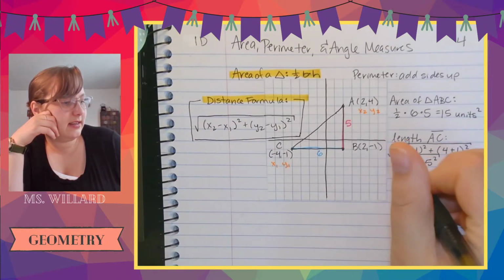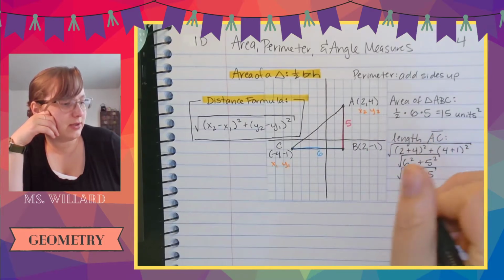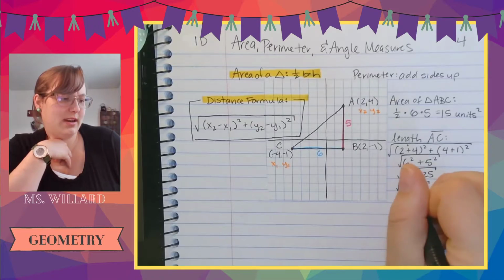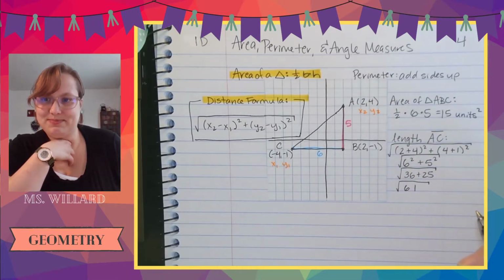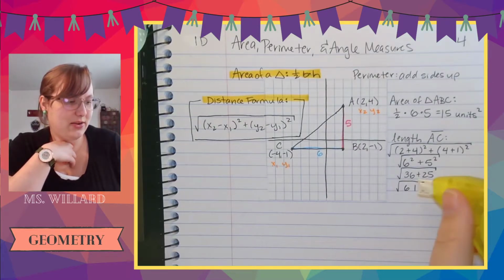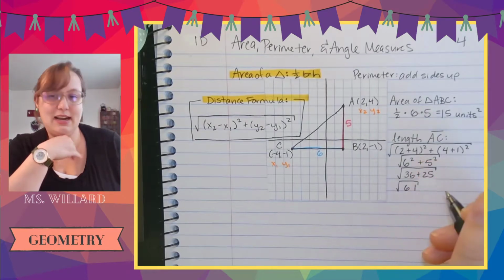Okay, so that's 36 and 25 square rooted. That's 61. That's the square root of 61. Does the square root of 61 have a nice answer? Heck no, it doesn't. Is that okay? Yeah, that's fine.